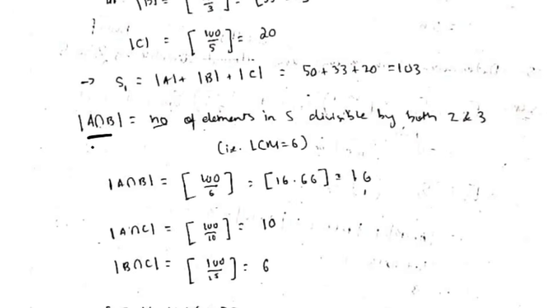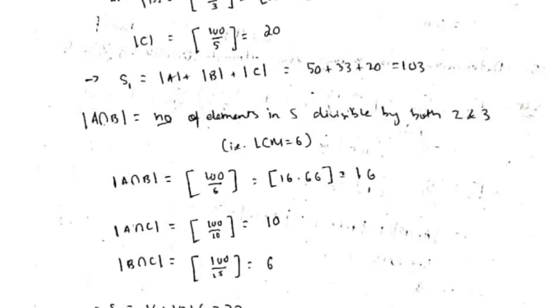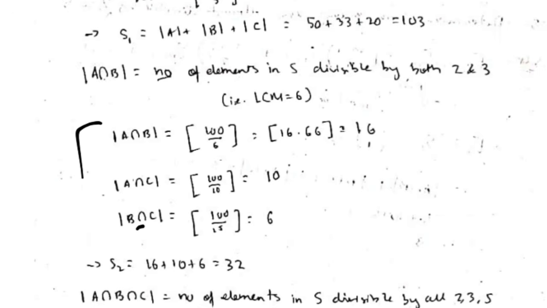Now similarly we will find s2. For that first we will find a intersection b. What is a intersection b? The total number of elements in s which are divisible by both 2 and 3. That means 6. So the total number of elements divisible by 6 is 100 by 6, which is 16. Similarly for a and c, finding the sum will give us the value of s2.